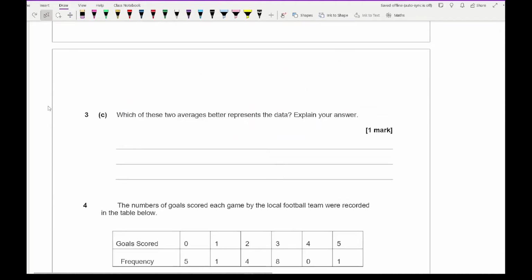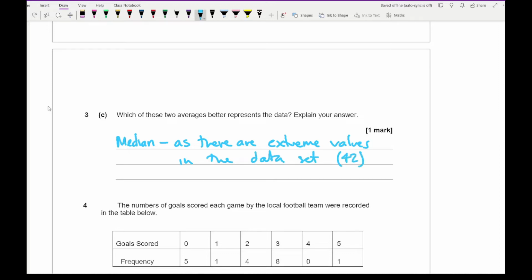Then for question 3C, it says which of these two averages better represents the data, and explain your answer. So you probably want to say that the median is the better one. And the reason for that is as there are extreme values in the data set. And that is the 42. So if the numbers were more similar and had a small range, then that therefore would mean that the mean would be a better source of average. But as there are extreme values, either extremely low results or extremely high results that stand out, you probably want to go for the median as a better option.